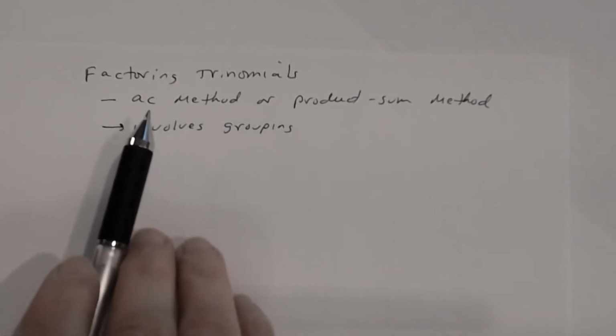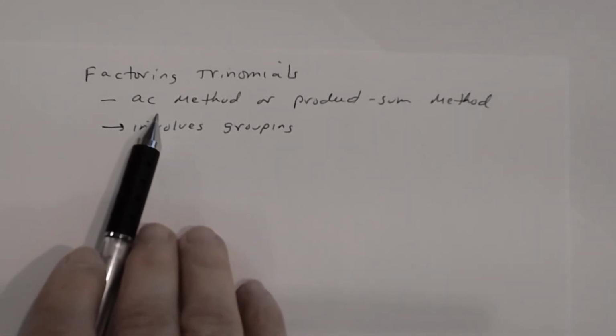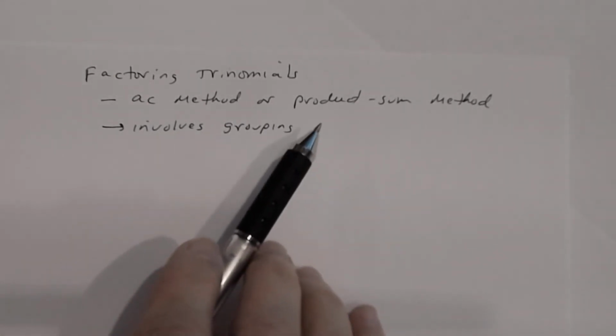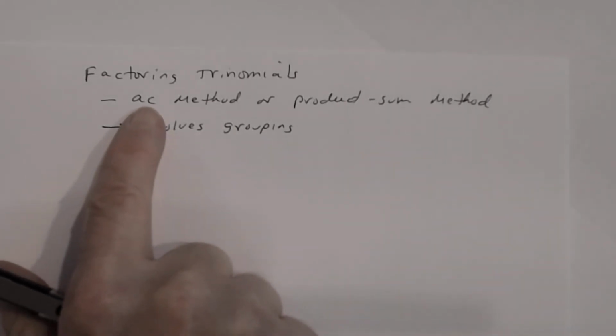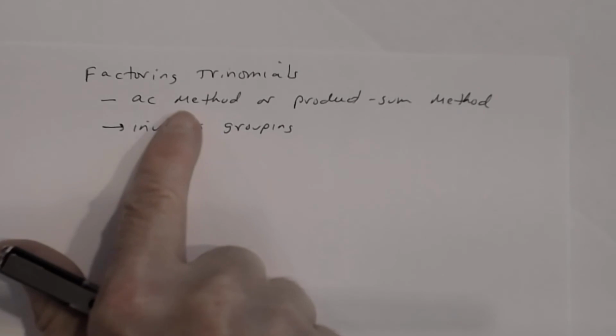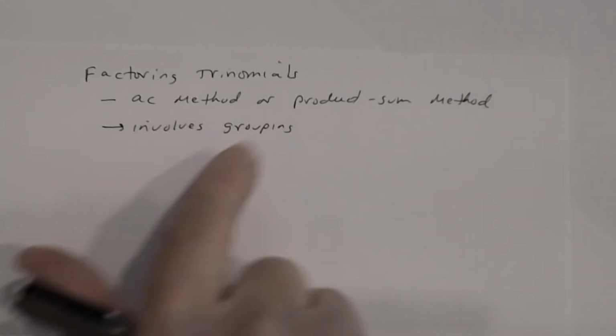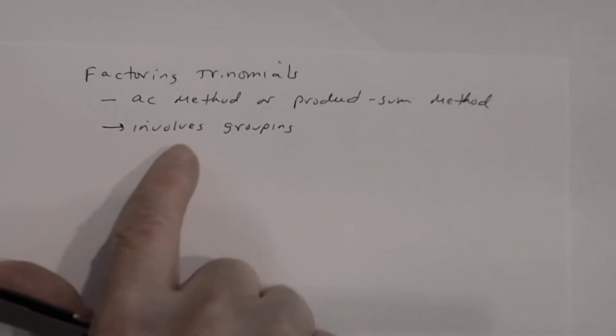Okay, so this lesson deals with factoring trinomials, but it involves the method called the AC method. And it's important you know this: the AC method is sometimes called product sum. So it is very important that you think of those two together, AC method, product sum. All right, and it does involve grouping.